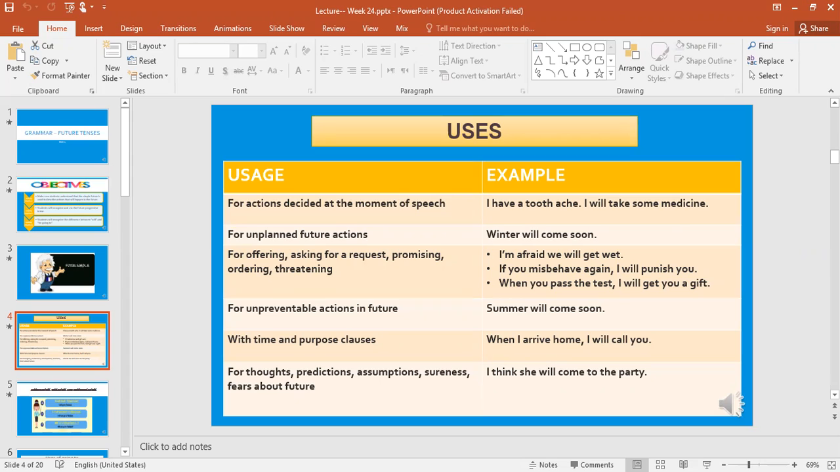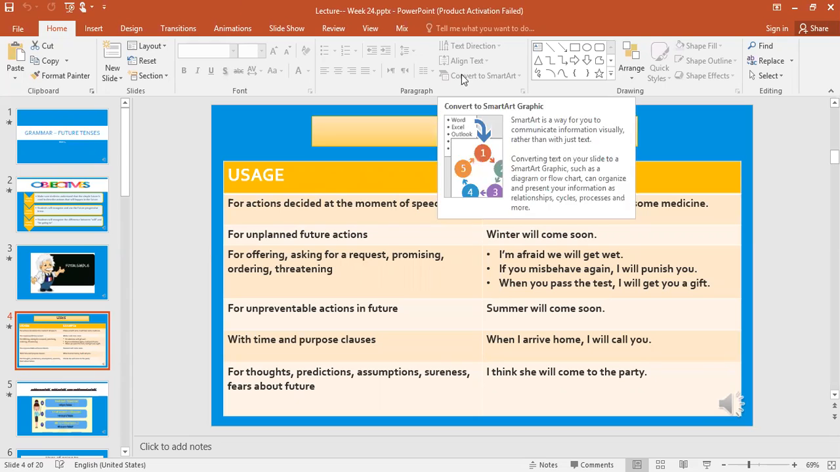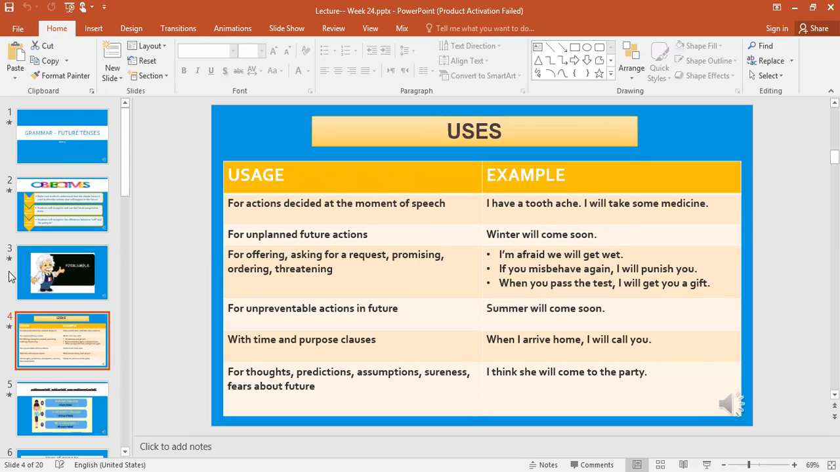The first use of the future simple tense is to express actions decided at the moment of speaking. What do we mean at the moment of speaking? On-the-spot decisions. I just took the decision now. Now I felt cold, I will close the window. Now I feel hungry, I will make a sandwich. Now I feel hot, I will turn on the AC. So these are called on-the-spot decisions. Like, I have a toothache, I will take some medicine. I just took the decision now. Okay?